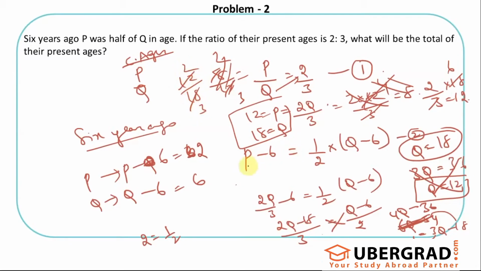And here also, the ages 6 years ago would have been 6 and 12. So 6 is half of 12, right? So that's why it's correct. So what will be the total of the present ages? P plus Q would be 12 plus 18, which is 30. Right? That is the answer for this.